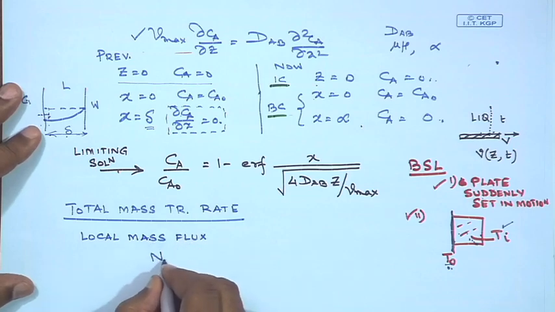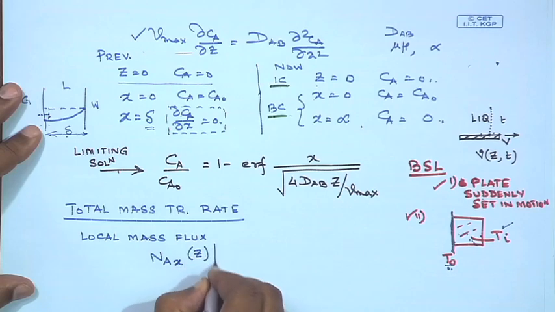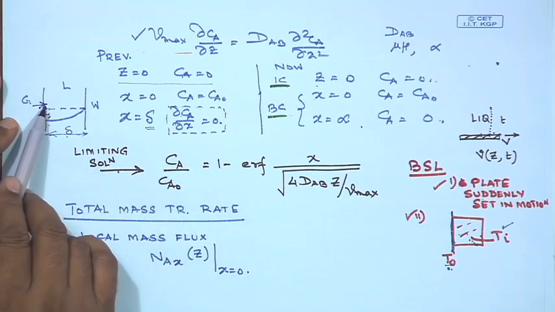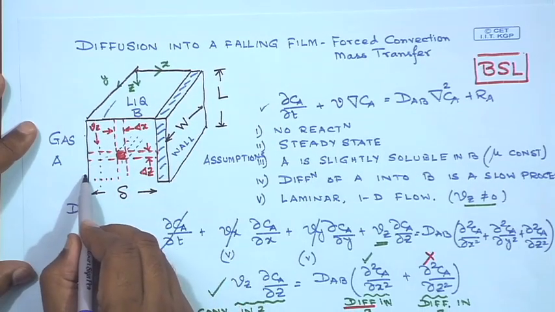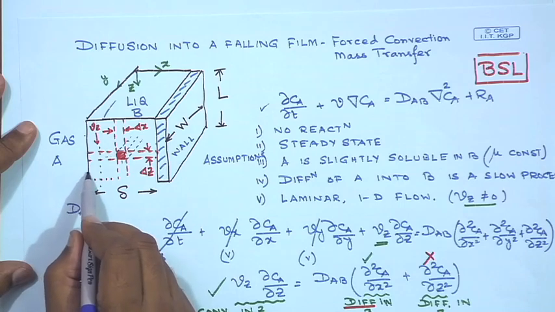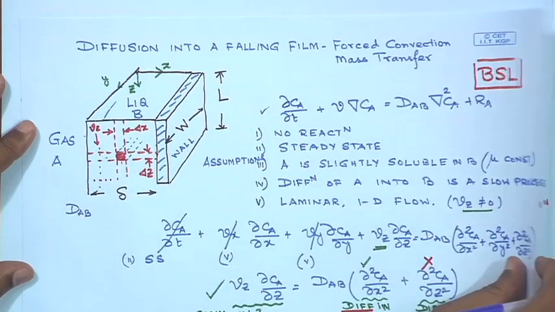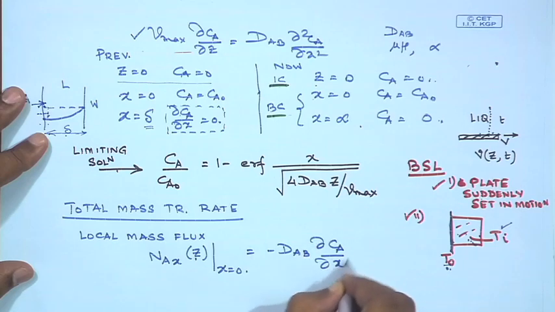So this is N of A, component A, in the x direction, which is a function of z. We are evaluating at x equal to 0. So I am trying to find out what is NAx that enters the film, which is a function of z. At different points this NAx would be different, but I am going to do that at one plane. Coming to the larger picture, this NAx varies with z, but I am evaluating it at x equal to 0. So I am trying to find out what is the mass flux across the liquid vapor interface, and therefore this would simply be equal to minus DAB del CA by del x at x equals 0.